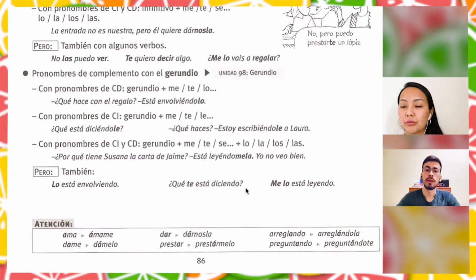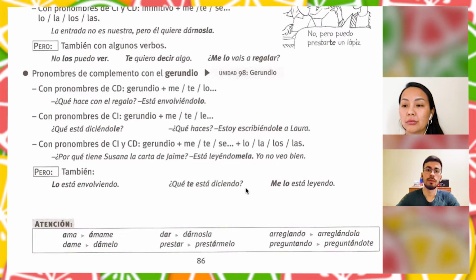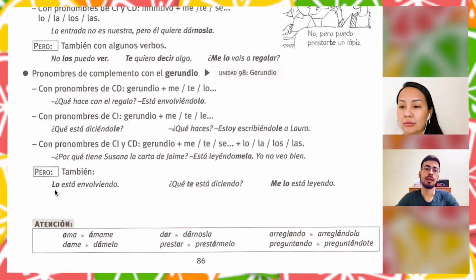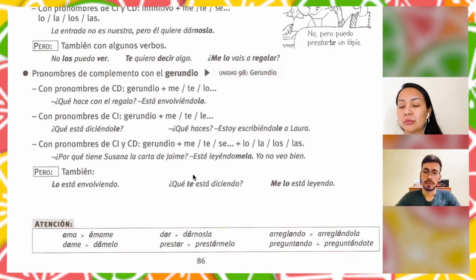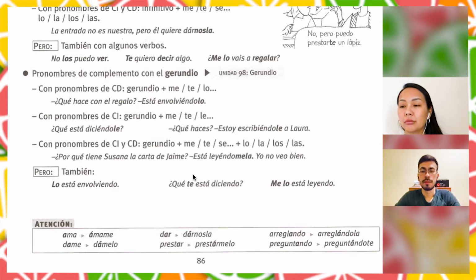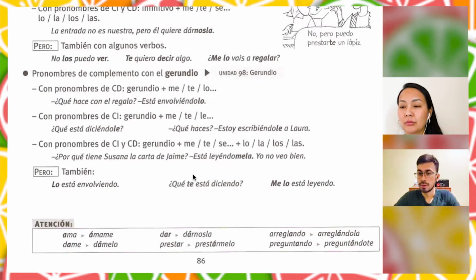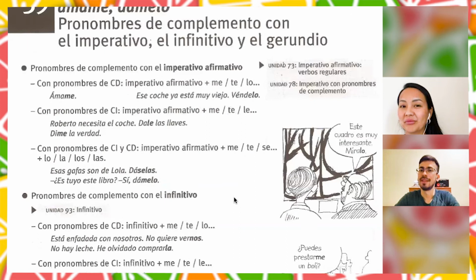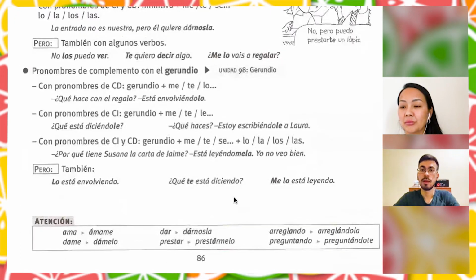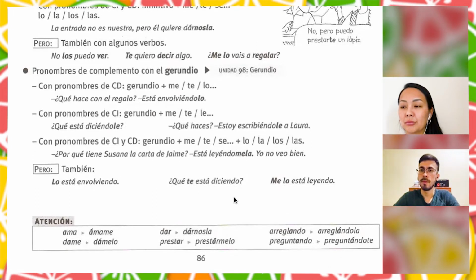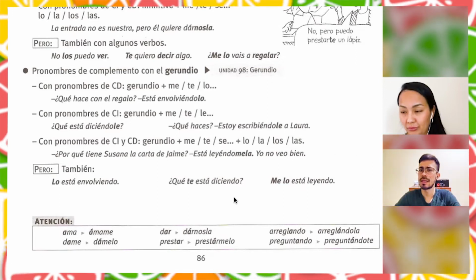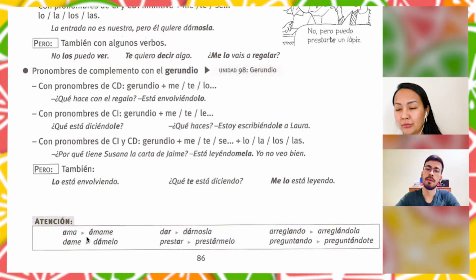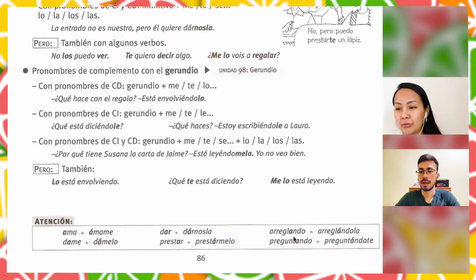And here as well, we can use them, for example, before the verb, right? As we saw previously here. So lo está envolviendo, right? It's like he is packing it. It's the same. So let's pay attention that when we use these complements with imperative, infinitive, or gerundio, there is going to be accentuation, right? For example, here it is going to be like in the verb. You can see, for example, amar, there is going to be a tilde here. Ámame. The accentuation is changed. For example, dar, dánosla. Arreglando, arreglándolo.